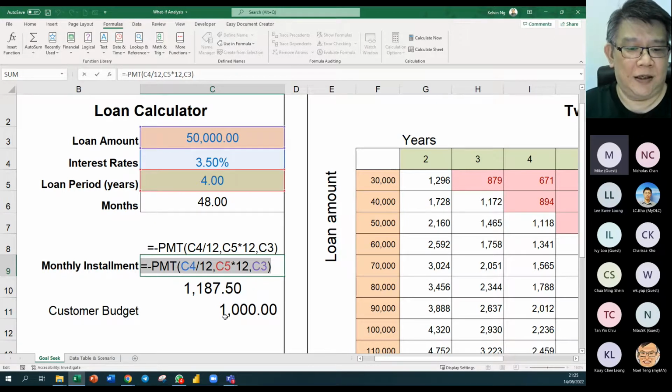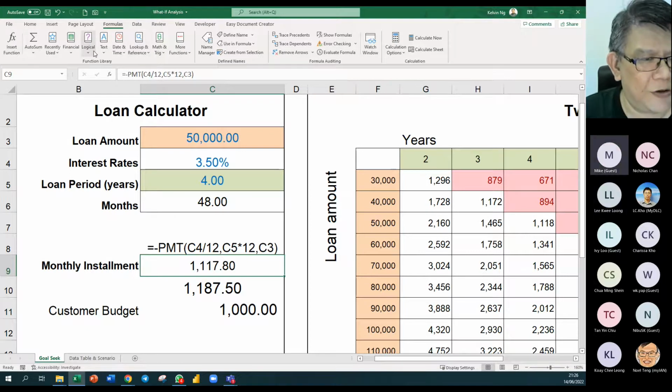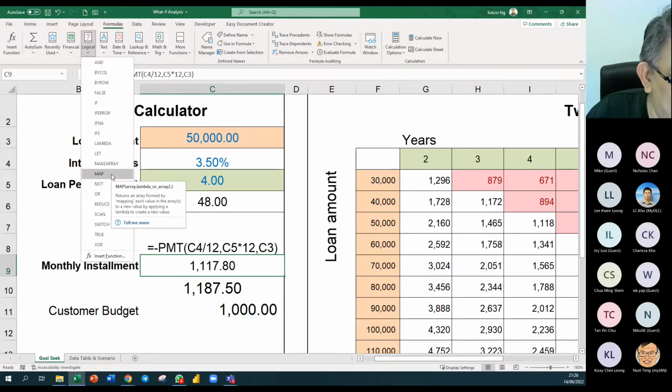Okay. So, Kelvin, for the daily interest of the bank, we can calculate ourselves, is it, using this formula? Daily interest, then you have to use this function called IPMT.